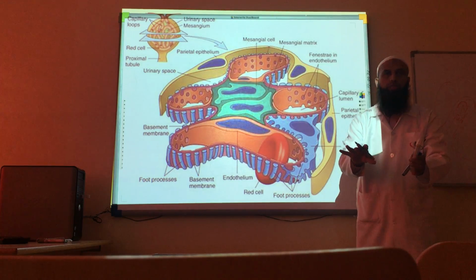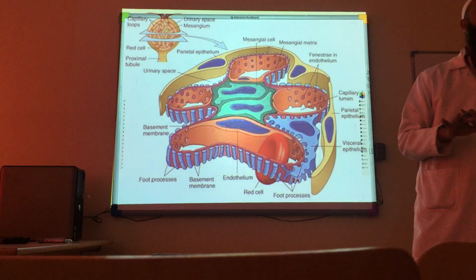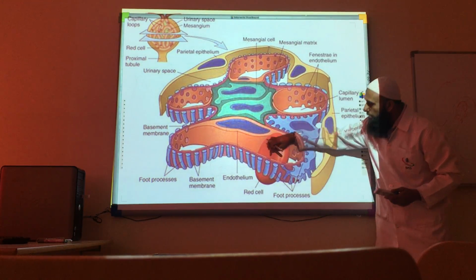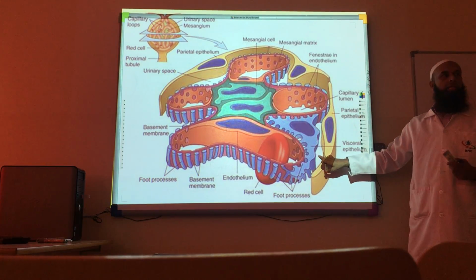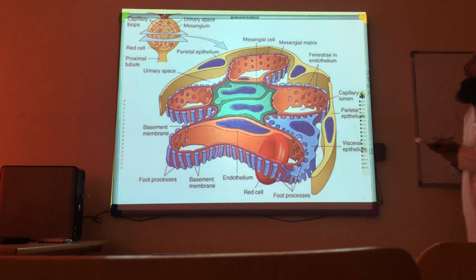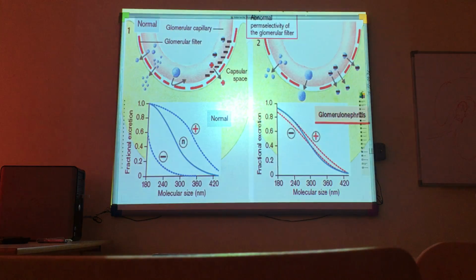The foot processes of the visceral epithelium are called podocytes. So these are all podocytes. And from these gaps, the filtrate comes into this space, which is called Bowman's space. And this Bowman's space is then connected with the proximal convoluted tubule and then the loop of Henle and so on. So this structure should be in your mind. This is very important to know glomerular diseases.